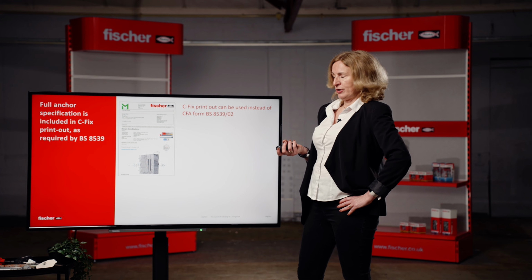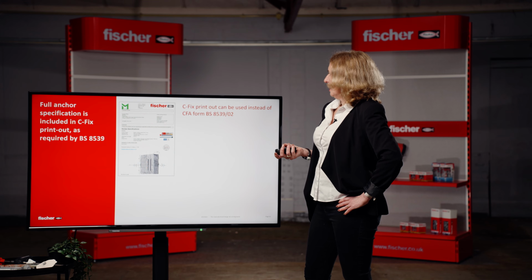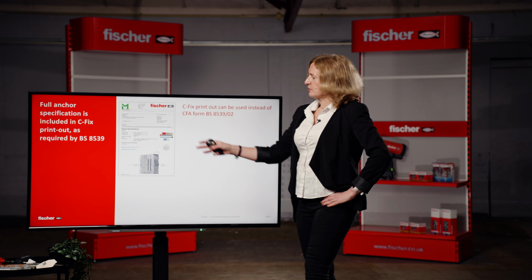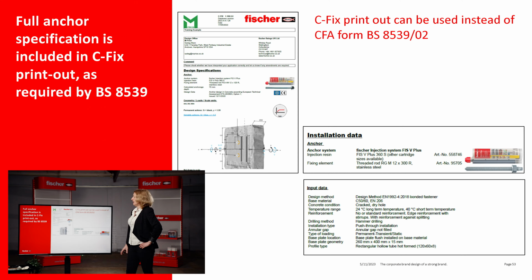Design software can be used as evidence. Instead of CFA form BS 853902, you can use printout from design software. In a printout, you will find out full anchor specification, full name, also article number. So you know you are procuring the fixing as specified and designed. Also, you have all design assumptions listed in detail, so it's easy to check whether correct design assumption have been used.